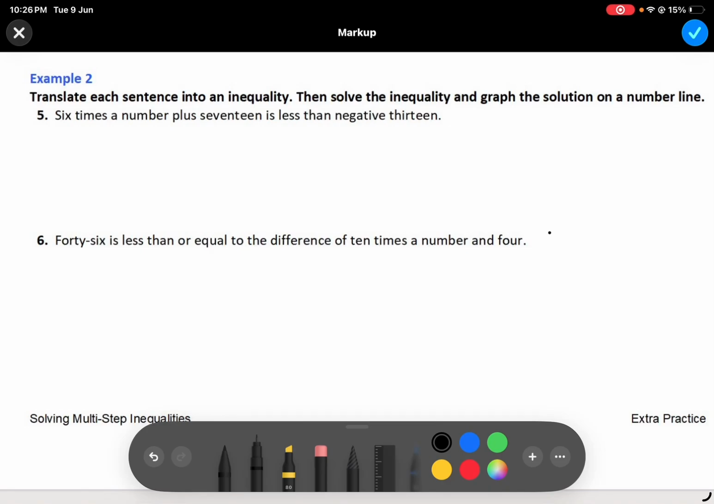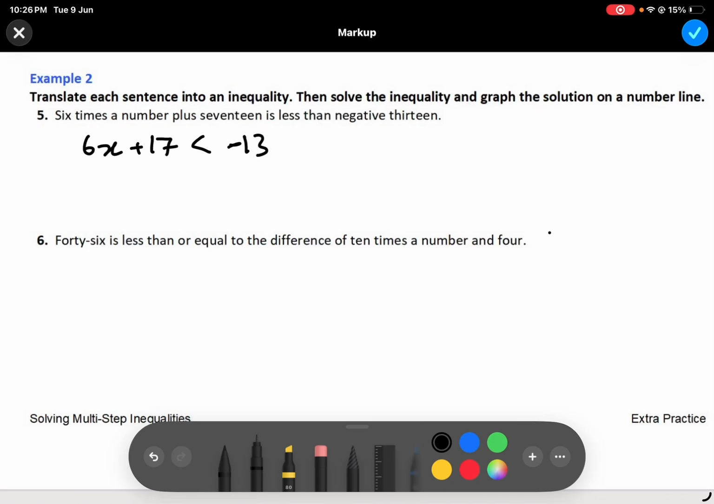Okay, so for these ones, they're kind of different, but there's a lot of them. But I think I'm just going to solve these two. The rest are quite similar, actually. Okay, so question 5 says 6 times a number, so 6x, plus 17 is less than negative 13.